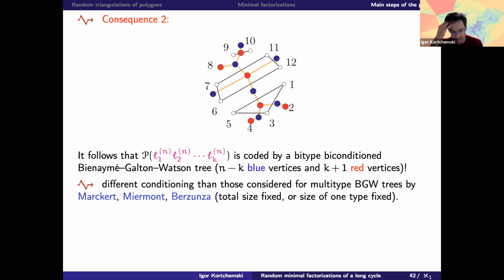The reason is that, just in a few words, in the conditionings previously considered, the reduced trees, the reduced blue tree or the reduced red tree, are Bienaymé-Galton-Watson trees. Here in this bitype conditioning, it's not the case anymore. So you have to be more careful.